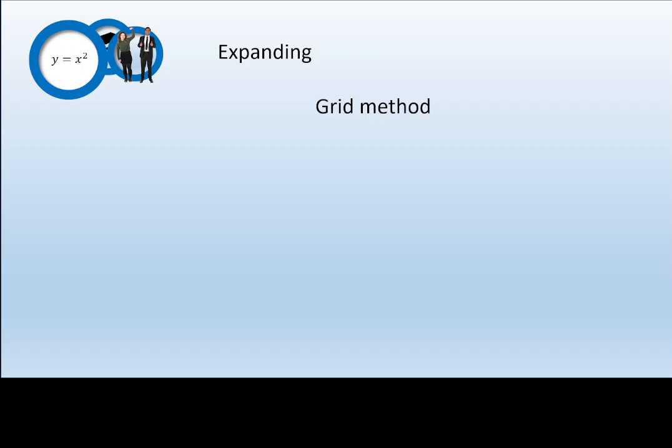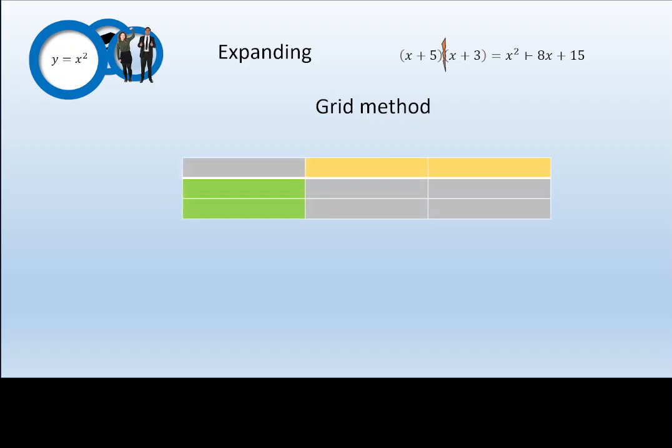So first, I'm going to explain the grid method, and I'm going to show that x plus 5 in brackets multiplied by x plus 3, expanding those brackets out, is going to give me x squared plus 8x plus 15. All I do is split the two brackets together and create a grid. I put the x plus 5 and the x plus 3 into my grid, splitting the various components up, and then I multiply like a standard multiplication grid.